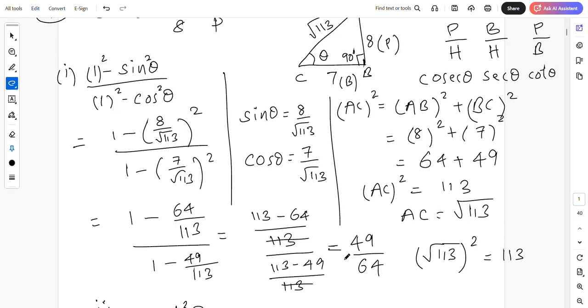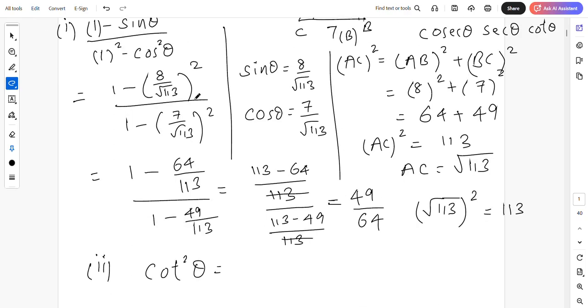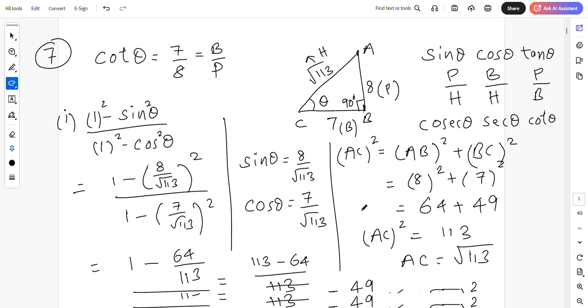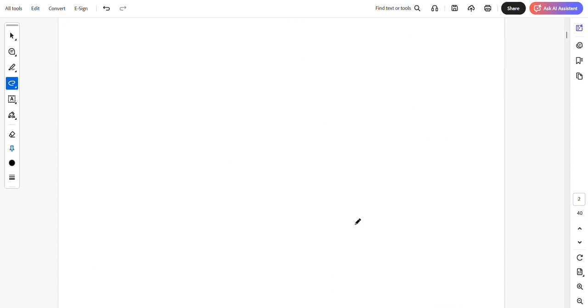How much is cot theta? They have given cot theta as 7 by 8. Square it. 7 by 8 the whole square is equal to 49 by 64. So this is the right answer for this one too. Cot square theta is 49 by 64. Hope you understood problem number 7. Let us go to problem number 8.